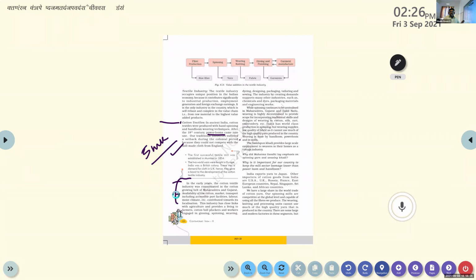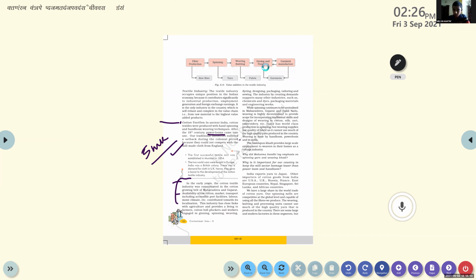All these factors are basically helpful for the growth of the cotton textile industry in the states of Maharashtra and Gujarat. Is that clear? So please underline those points. The factors responsible for the localization of the cotton textile industry in the states of Maharashtra and Gujarat. Clear? Underline that. Please write the question also.